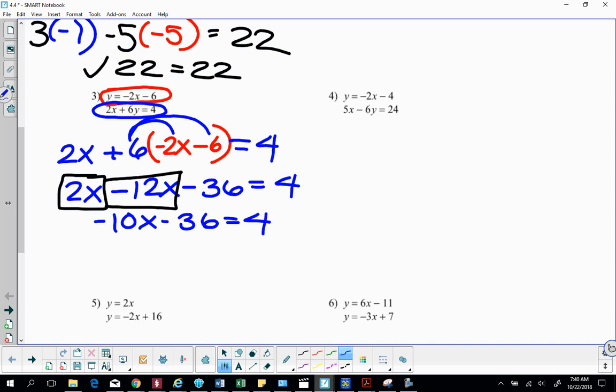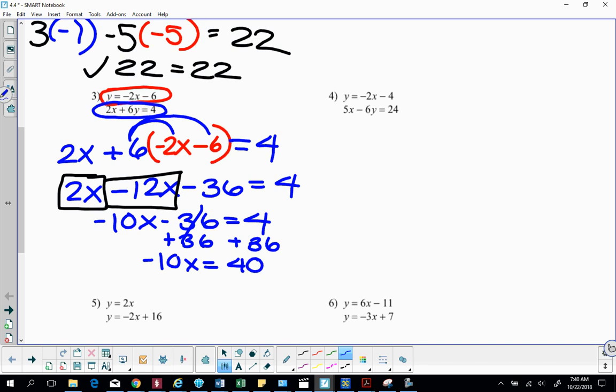You can also see the difference between last couple lessons and this lesson, where we have one answer as our solution. Remember, the last 2 lessons we've had multiple answers because it was systems of inequalities. Then I need to get the constant to the other side. So what do I do? Good. Add 36. And I get negative 10x equals 40.